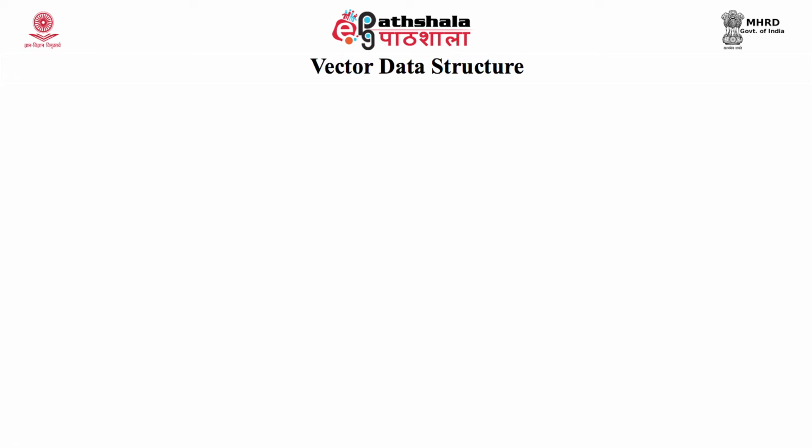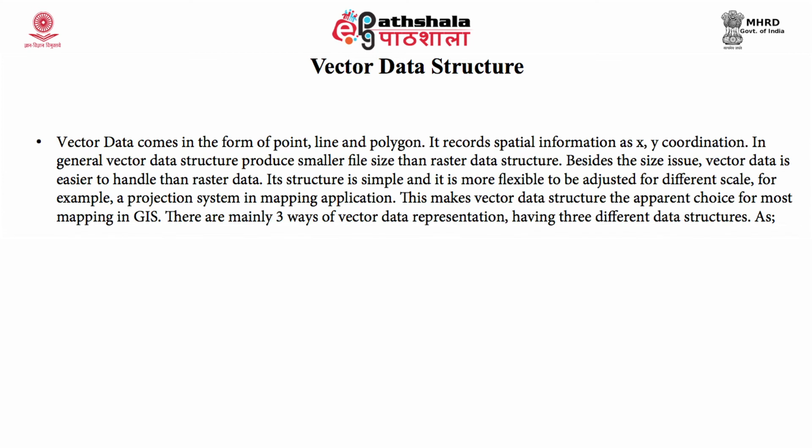Now coming up to the vector data structures. What is a vector data structure? Vector data comes in the form of point, line and polygon. It records spatial information as x and y coordinates. In general, vector data structures produce smaller size than raster data structures. Besides the size issue, vector data is easier to handle than raster data.